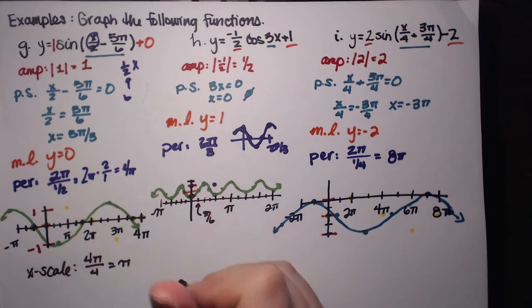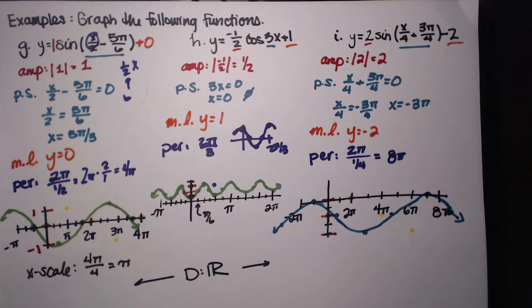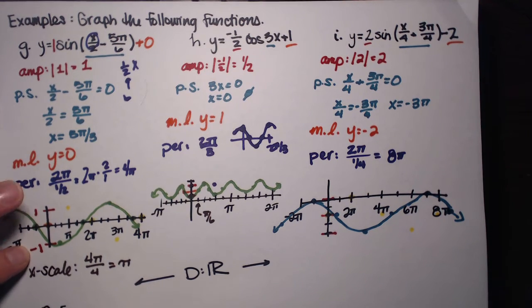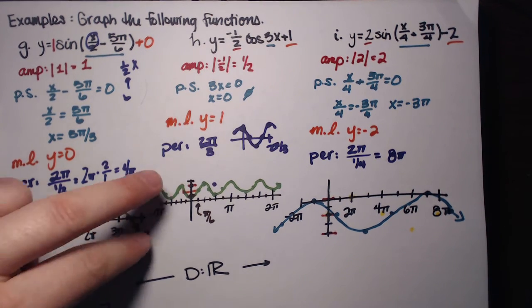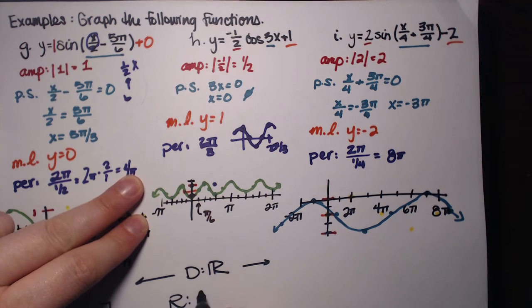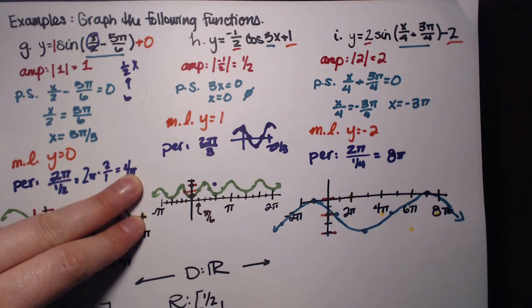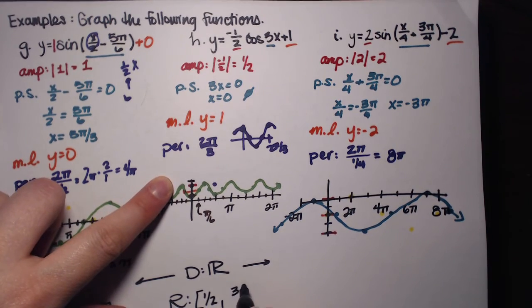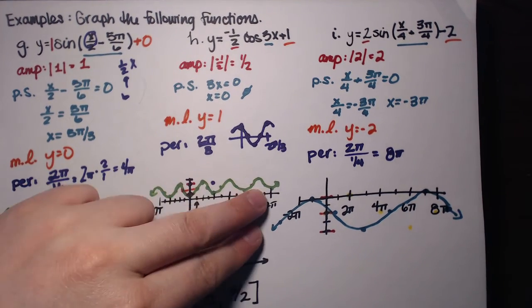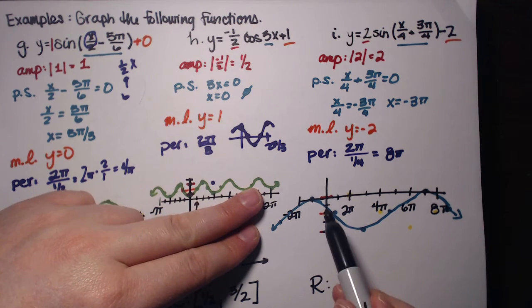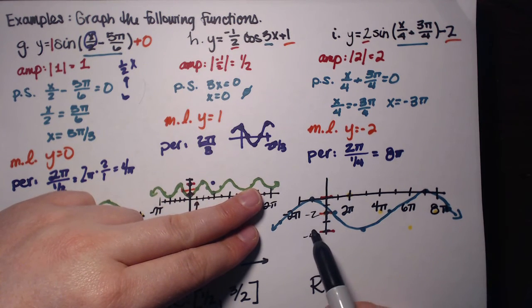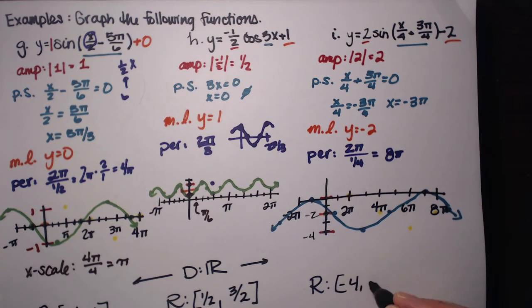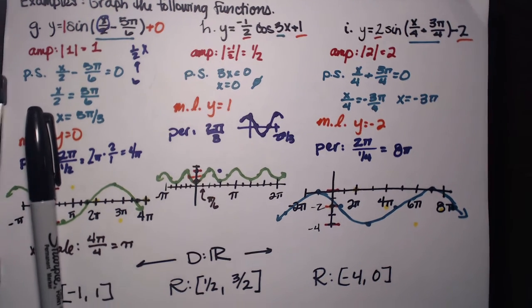So the domain on all of them is all real numbers. The range is what's going to be different. So on this one, the maximum and the minimum, -1 to 1. This one, the minimum is 1/2, and it goes all the way to 1.5. And then on this one, we've got -2 here, so that's -4 is my minimum, and 0 is the maximum. Oh, you can't see part of that. There you go.